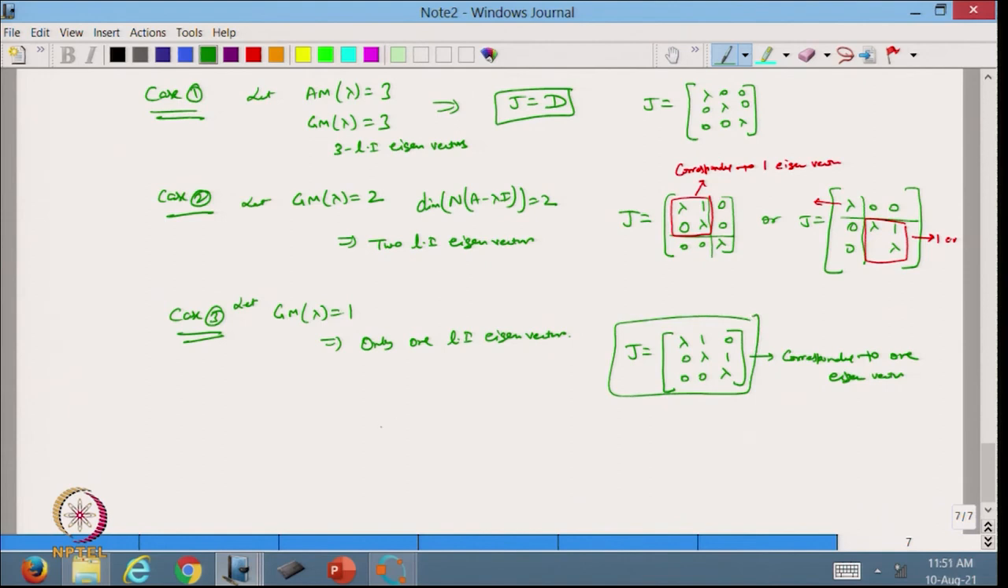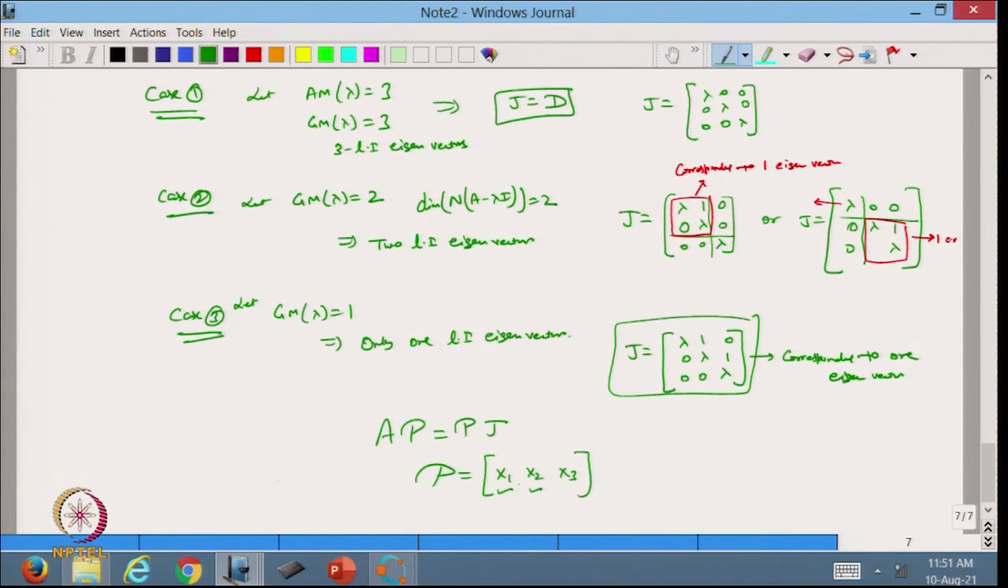Based on this, I can write that my matrix A P is equal to P J, where P is made up of the vectors x 1, x 2, x 3 in this case. Now, if I take case 1, then x 1, x 2, x 3 will be linearly independent, no problem. If you take case 2, I am able to get only 2 linearly independent eigenvectors. Suppose these are the eigenvectors, this and this, and the x 3 I will find from a method.